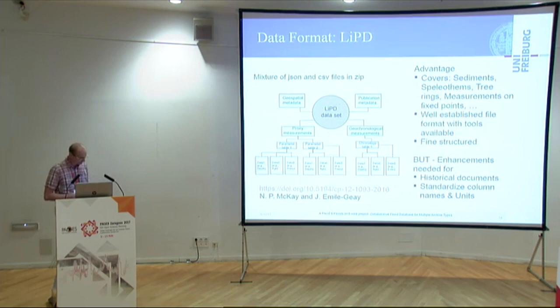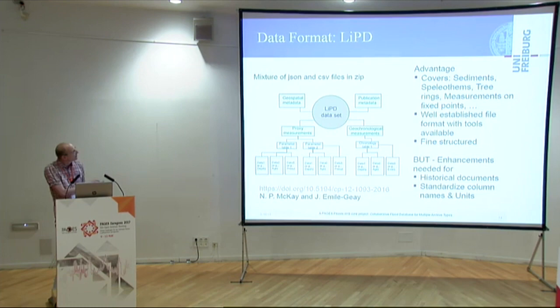And then we come back to this linked data format that is a mixture of JSON and CSV files. This also has the advantage that it was made for proxy data, so it already covers the sediments, speleothems, tree rings, all these things quite well. There are tools available where you can convert, for example, Excel files to this format, or you can edit it online, or you can do some analysis. And it's quite well structured.